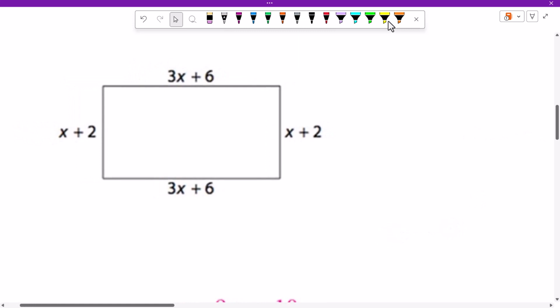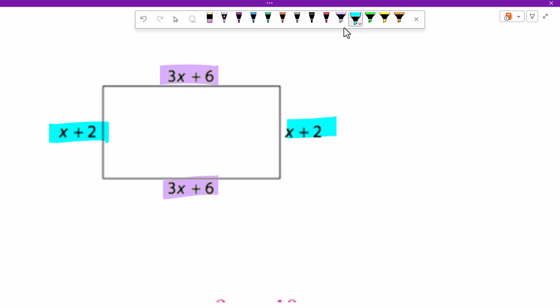So, we have a rectangle. We have a 4-sided object. So we're going to add 4 polynomials together. And if you prefer, you can write it out horizontally. But I'm going to write them out vertically because I think it's a little bit easier to see the like terms. 3x plus 6, 3x plus 6, and the x plus 2 and the x plus 2.